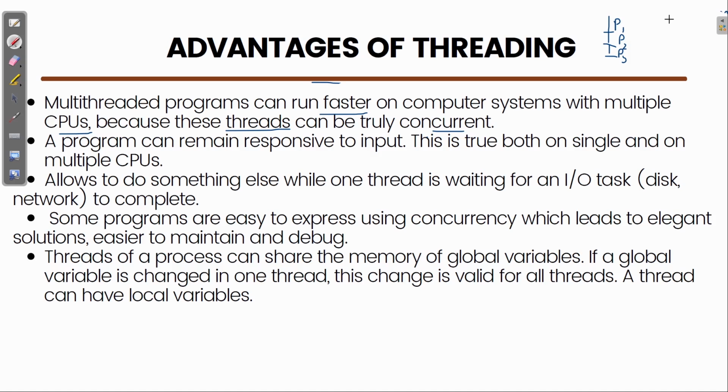And in the case of parallelism, process 1, process 2, and process 3 are working simultaneously. So with the help of multi-threaded programs, our work becomes fast. Obviously, if they are working in parallel, it will make our work faster, with multiple CPUs, that is multiple processors, because these threads can be truly concurrent.